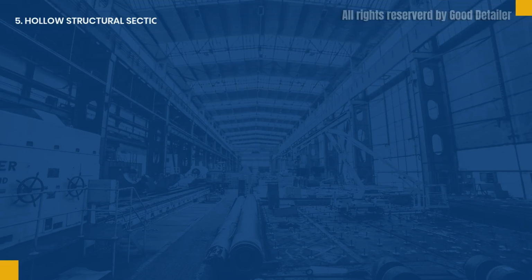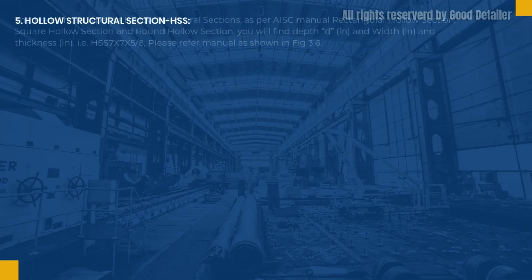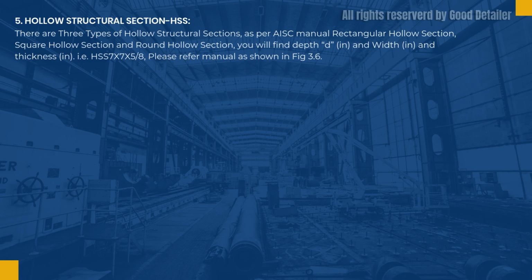5. Hollow structural section, HSS. There are three types of hollow structural sections as per the AISC manual: rectangular hollow section, square hollow section, and round hollow section. You will find depth D, in inches, width in inches, and thickness in inches, i.e. HSS 7 by 7 by 5/8. Please refer to the manual as shown in Figure 3.6.